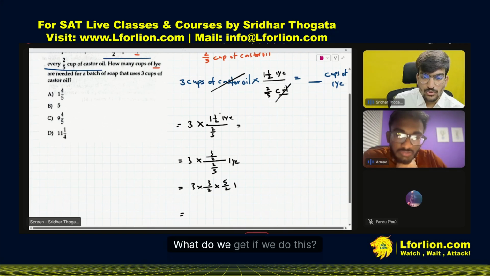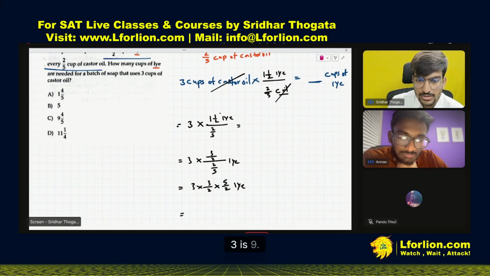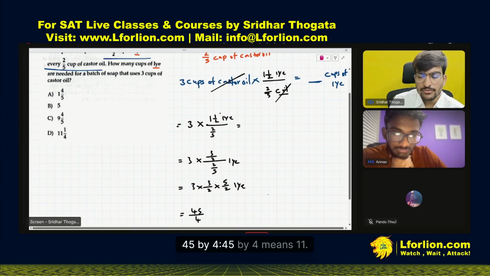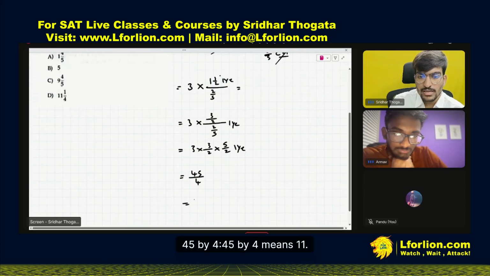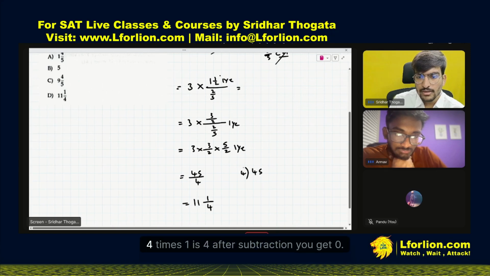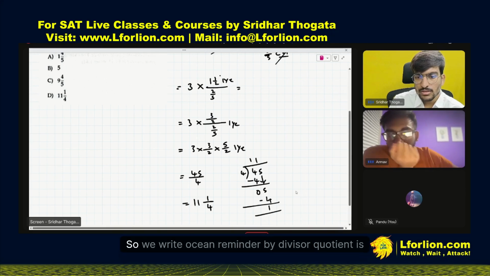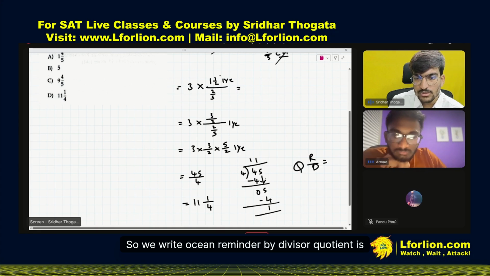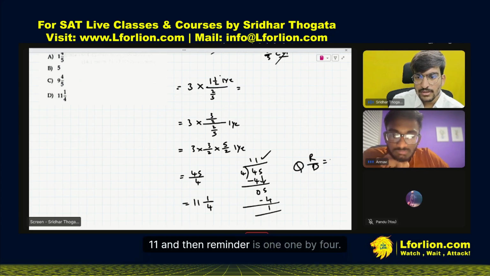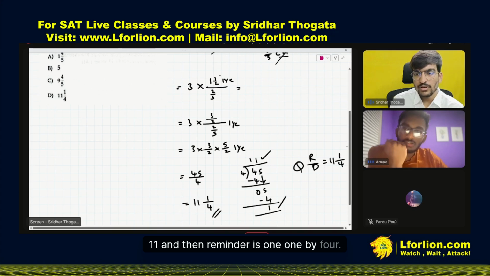So what option do we get if we do this one? 3 fives are 15, 3 into 15 is 45, divided by 2, so 45 by 4. 45 by 4 means 11 and 1 by 4 we get. 4 times 1 is 4, after subtraction you get 0, and then 5. 4 times 1 is 4, and after that you get 1. So we write quotient, remainder by divisor. Quotient is 11, remainder is 1, so 11 1 by 4.